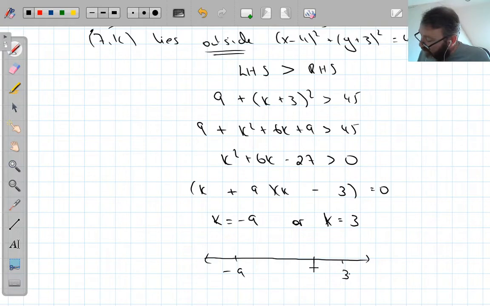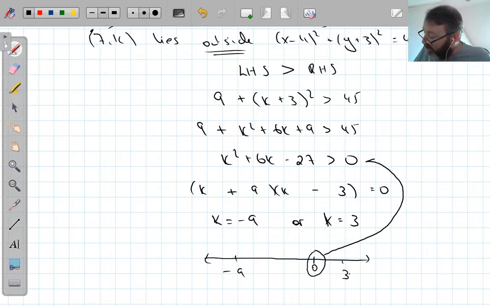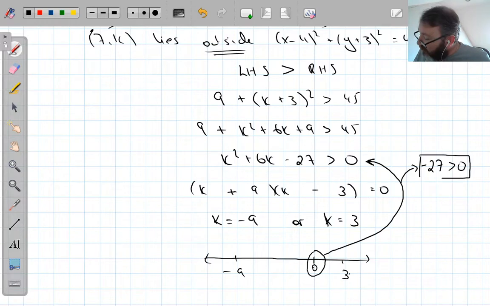Okay, 0 is there probably. So what that means is I'm going to test 0 back in the inequality. You bring 0 back to the inequality here, and you see what happens when you plug it into the inequality. 0 goes in for k, so that becomes 0, that becomes 0, and I end up with this. Minus 27 is greater than 0, which is false. That's a rubbish statement. That's false.